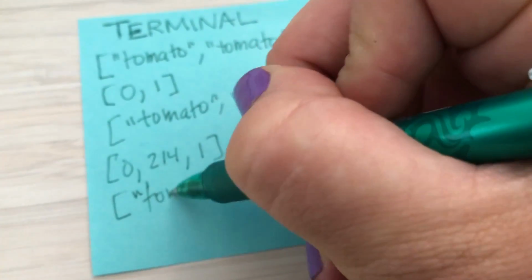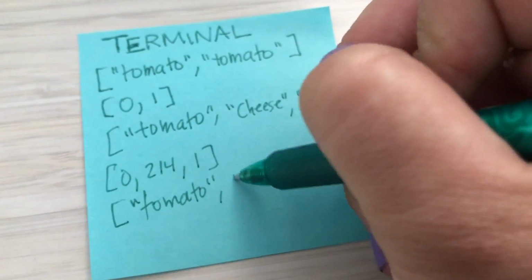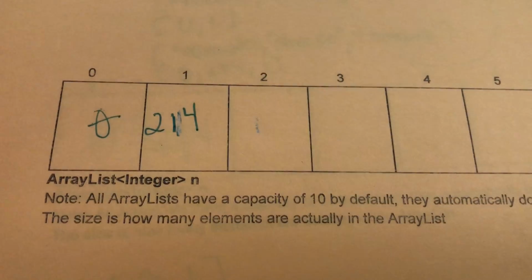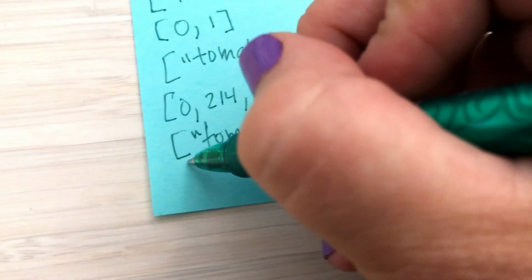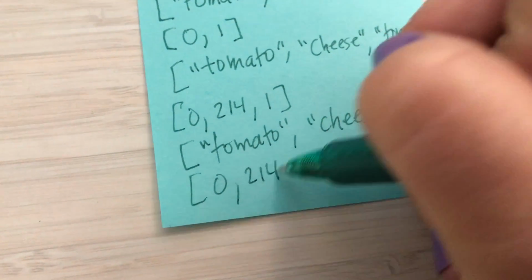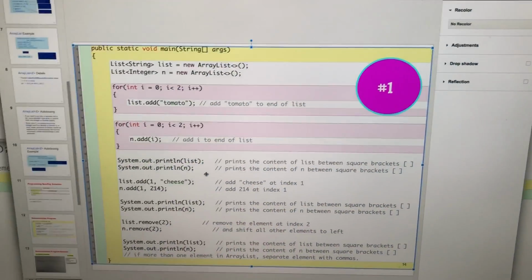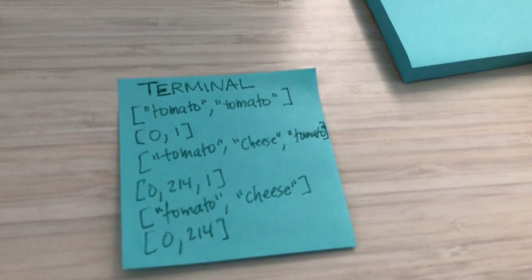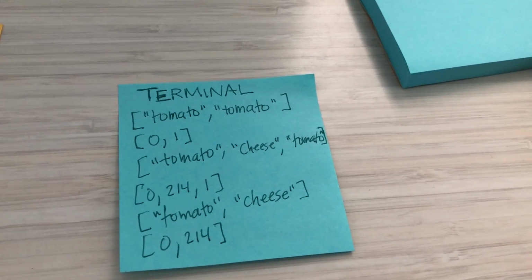So list currently has tomato and cheese. So we're going to print out tomato and cheese. And our n, because we're also printing out the contents of n, has 0 and 214. All right, and that is the solution to tracking the state of the array list and checking the values intermittently using the print statements to look at the contents in the terminal.